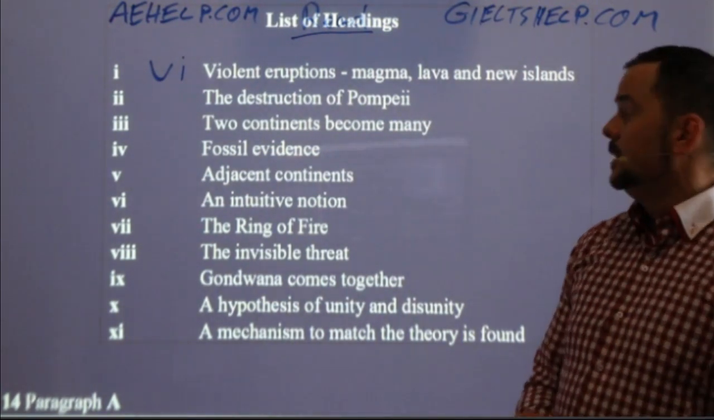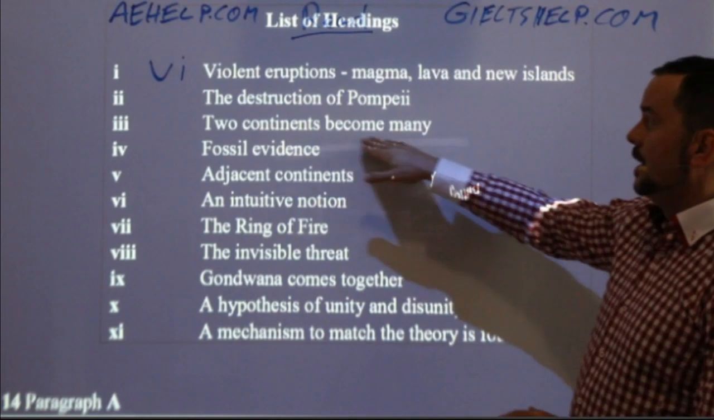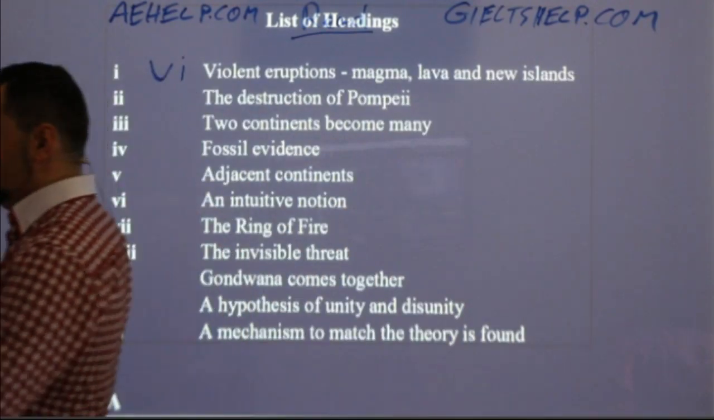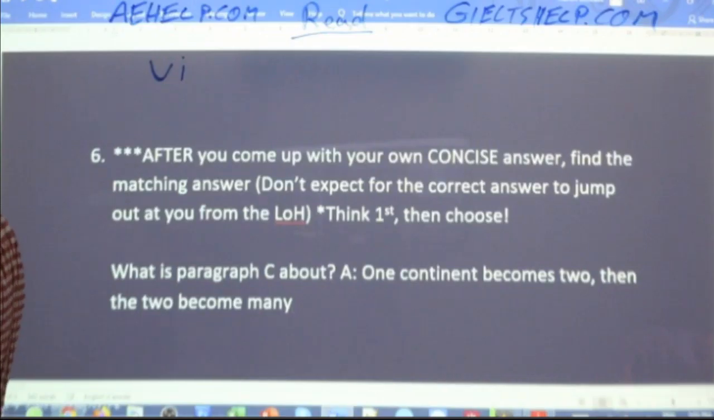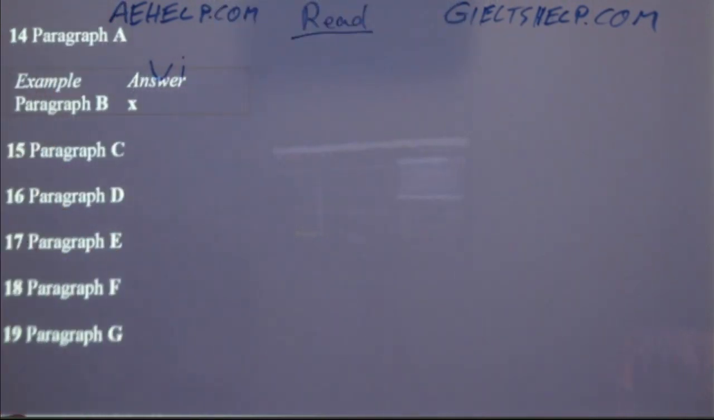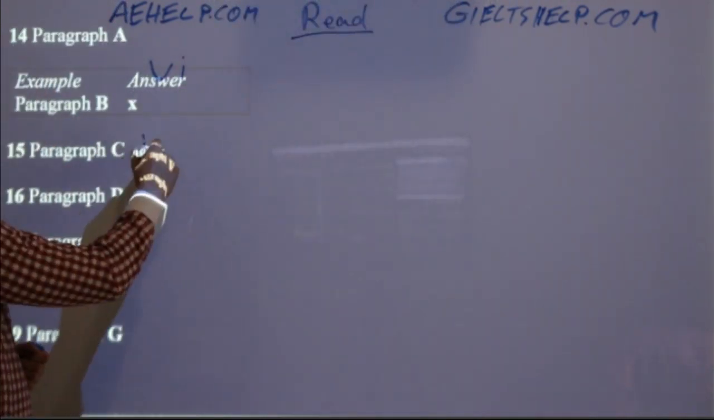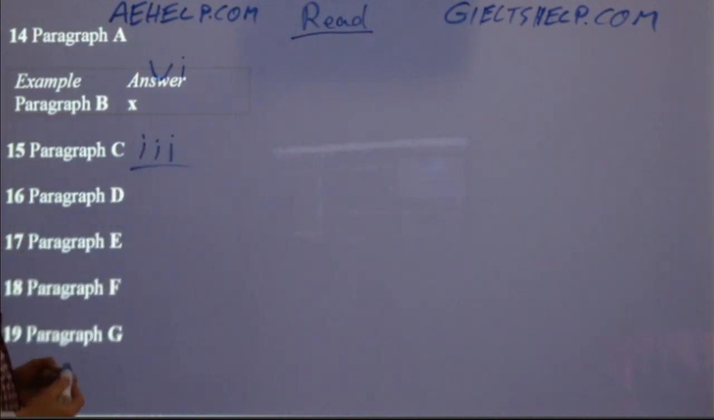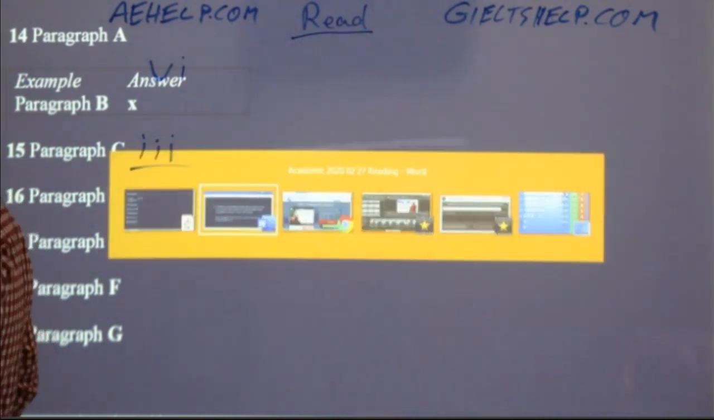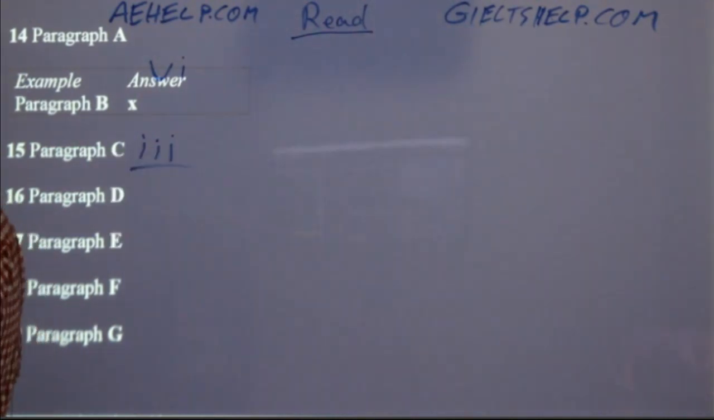Yeah, absolutely. It's number 3, right? Two continents become many. That's the main focus of this. Absolutely. Okay. So I indicate I on my answer sheet. Two continents become many. I'm confident, and then that's great. Okay, let's keep practicing. So let's go to paragraph D. Okay.